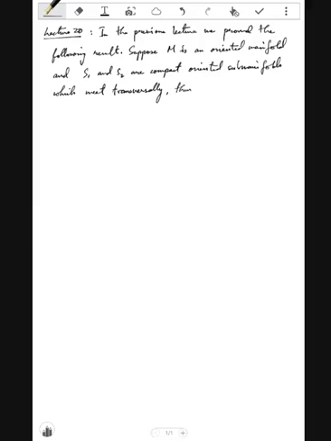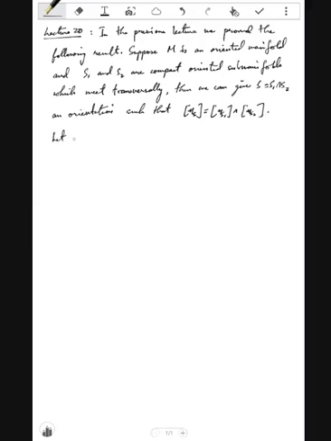Then we can give S, which is the intersection of both these, an orientation such that the cohomology class eta S is equal to eta S1 by eta S2. So let us see some applications of this.